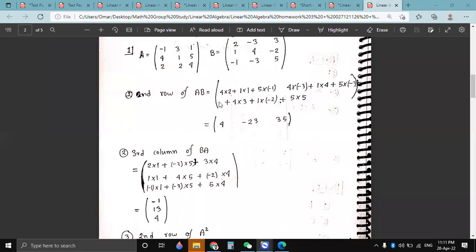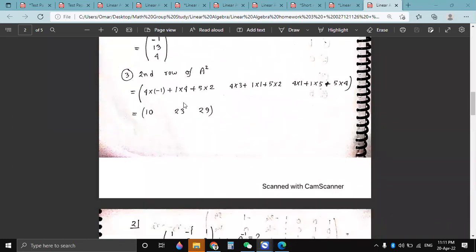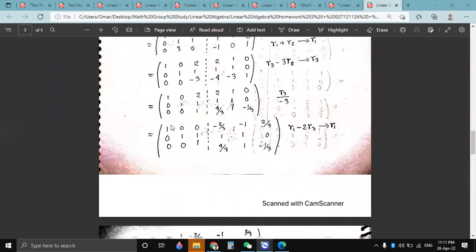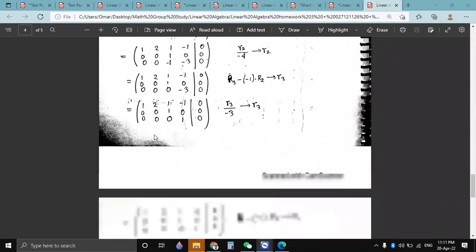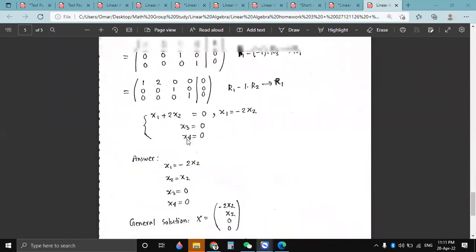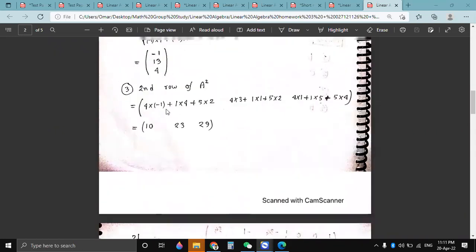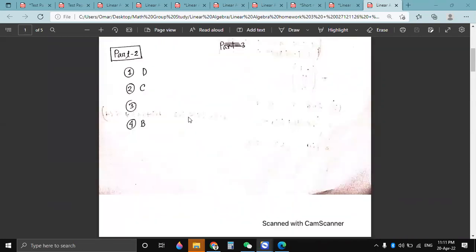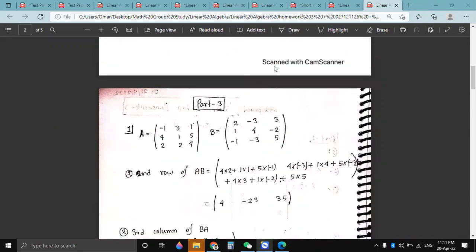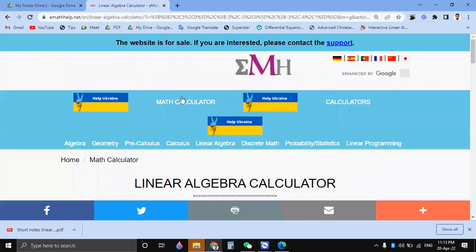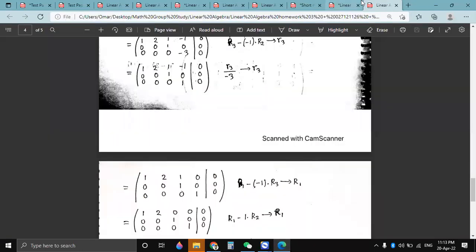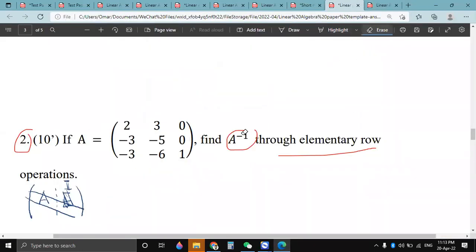So guys, if you look here, number 3. Part 3, and we can still use this matrix calculator to find that. So you see the question here.